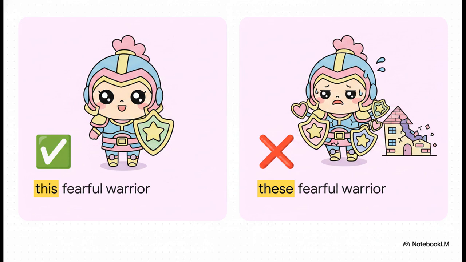And this brilliantly illustrates what happens when that uniform code gets broken. Take the phrase, "this fearful warrior." Works perfectly. The singular determiner this matches the singular noun warrior. But what about "these fearful warrior"? That is a complete agreement failure. The language rejects it entirely because the determiner's number, which is plural, does not match the noun's singular number. The uniform doesn't match, so the structural building basically just collapses.